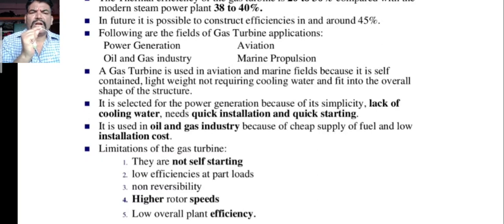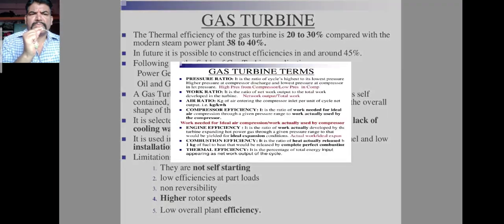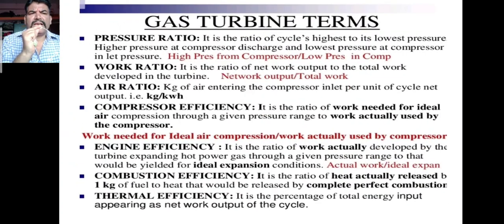The limitations are: they are not self-starting, low efficiency at part loads, non-reversibility, higher rotor speeds, and low overall plant efficiency. Now, the gas turbine has some basic terms like pressure ratio, work ratio, air ratio and compressibility ratio. There are also some efficiencies: efficiency of the engine and combustion efficiency.